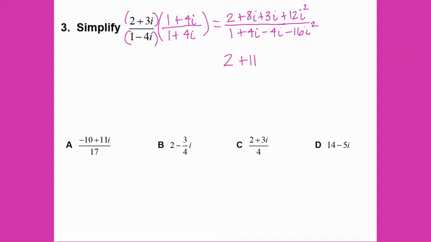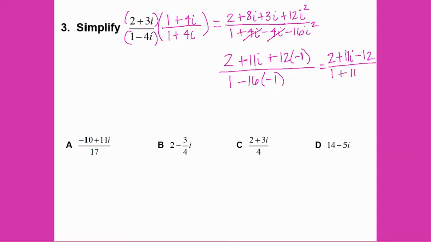2 plus 11i. i squared we said would simplify to -1 because 2 divided by 4 is 0.5. On the denominator of 1, the 4i and minus 4i would cancel out, so -16 times -1. So we'd have 2 plus 11i minus 12 and 1 plus 16, which finally simplifies to -10 plus 11i over 17.